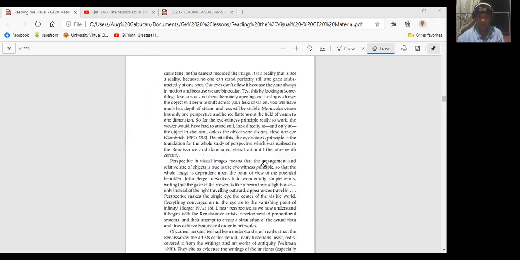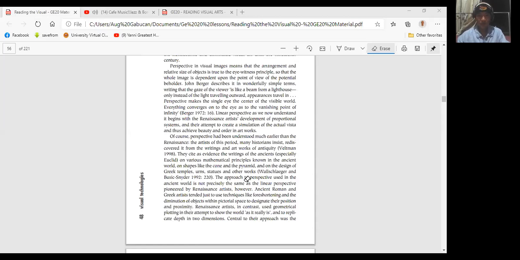And perspective in visual images means that the arrangement and relative sizes of objects is true to the eyewitness principle, so that the whole image is dependent upon the point of view of the potential beholders. It depends on your point of view, and that's your perspective.